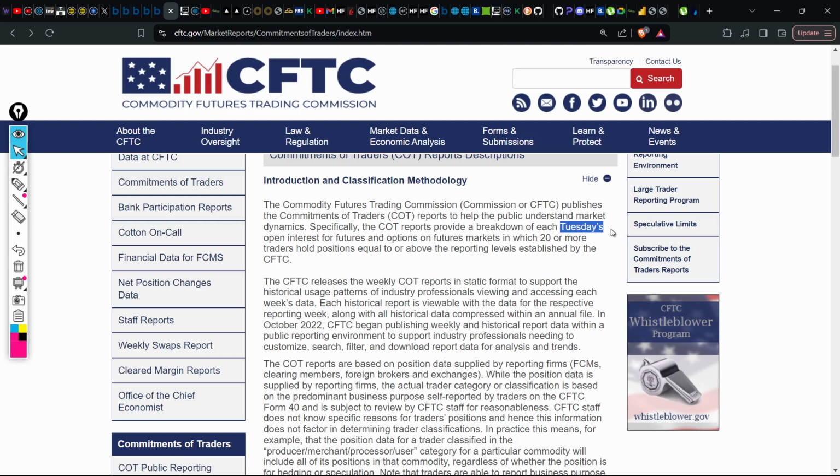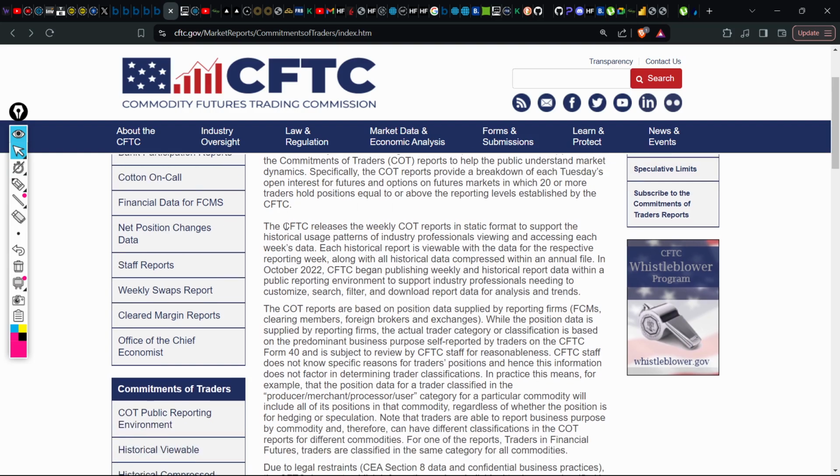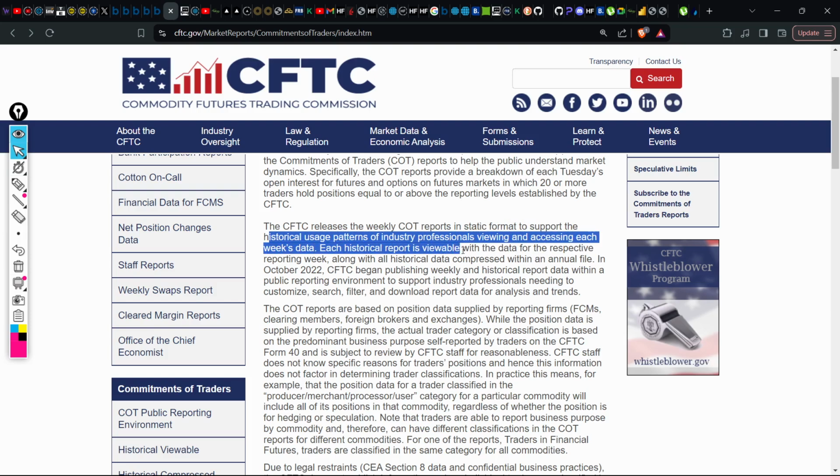With these releases, they are released every Friday, but it's data up to Tuesday, like from Wednesday up to Tuesday. That's a 5-day trading period, because those are 5 trading days from Wednesday to Tuesday. But the data is released on Fridays. Okay, so the CFTC releases the weekly COT reports in static format to support the historical usage patterns of industry professionals viewing and accessing each week's data. Each historical report is viewable with the data for the respective reporting week, along with historical data compressed within an annual file.